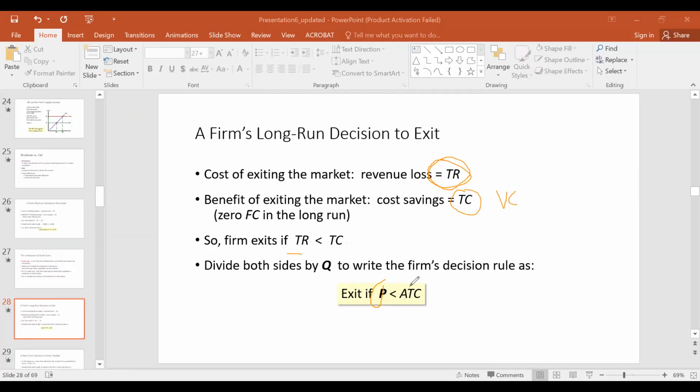Do you get it? If how much you are saving, the benefit, exceeds the cost, then it's a good idea to exit. The benefit of exiting exceeds the cost of exiting, then it's a good idea to exit. So this is the exit condition: price less than average total cost. And shut down: price less than average variable cost. Remember, shutdown is a short-run idea, exit is a long-run idea.